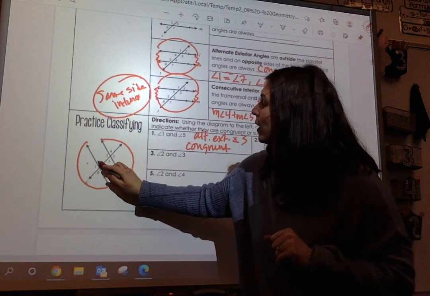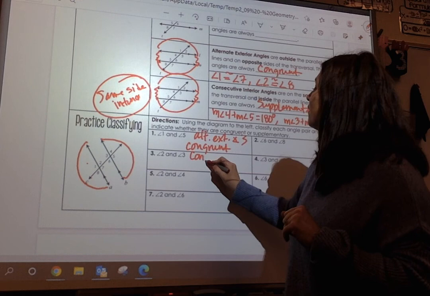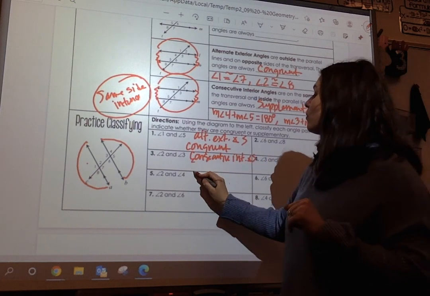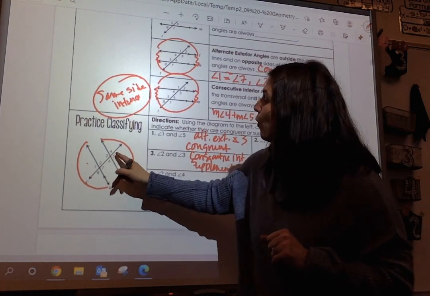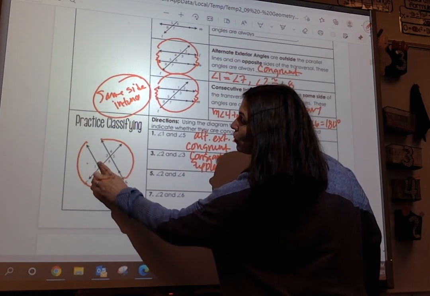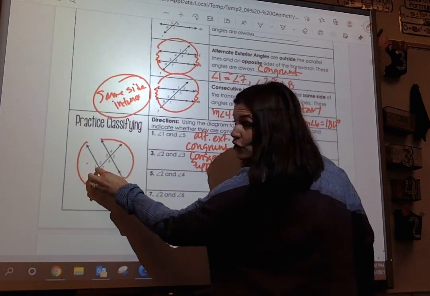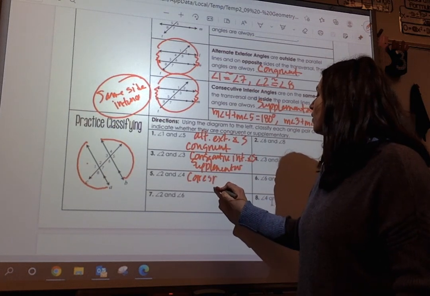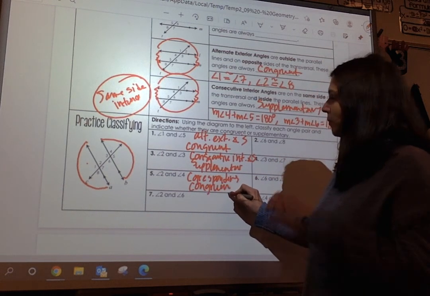Okay? 2 and 3, they're on the same side of that transversal, so they are consecutive interior angles, and they are supplementary. They add up to 180. 2 and 4, they're corresponding. 4 is on the top left, 2 is on the top left. So if I were to cut this and place those 4 angles on top of each other, 4 is corresponding with 2. So I have corresponding angles, and corresponding angles are congruent to each other.